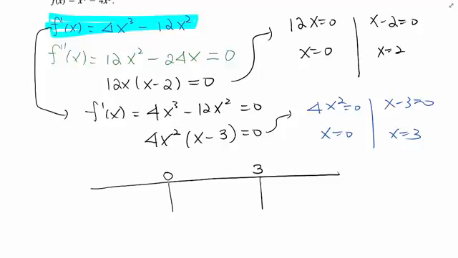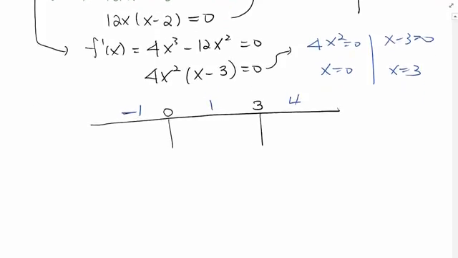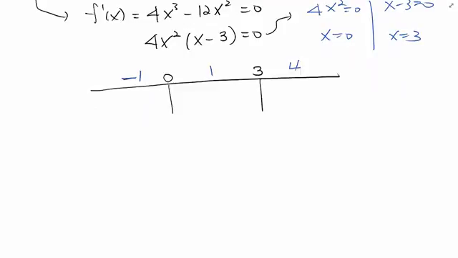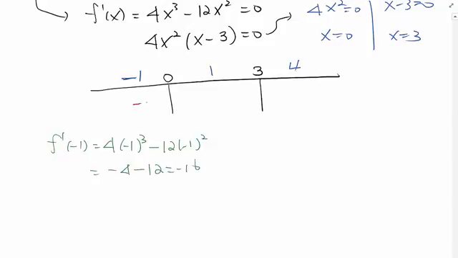So I'm gonna choose a few testing values. Left side of 0, maybe negative 1, between 0 and 3, 1, and then 4. Now I'm gonna plug those values into the f prime function. So f prime of negative 1 means 4 times negative 1 cubed minus 12 times negative 1 squared, which means negative 4 minus 12, which means negative 16. So this interval is negative.